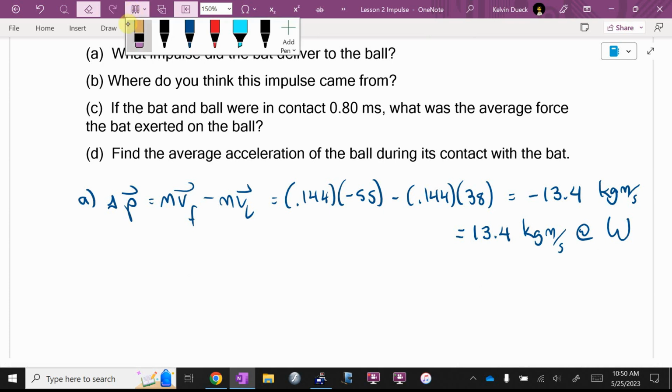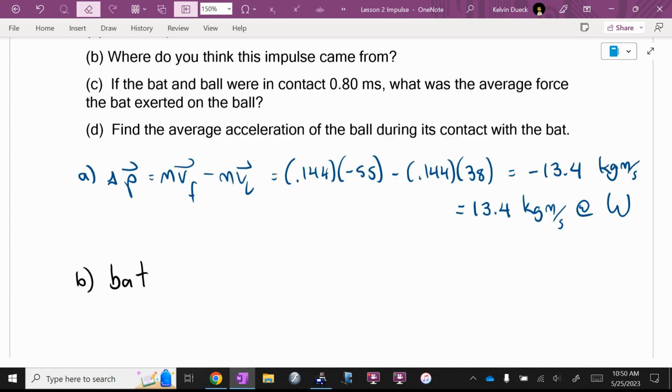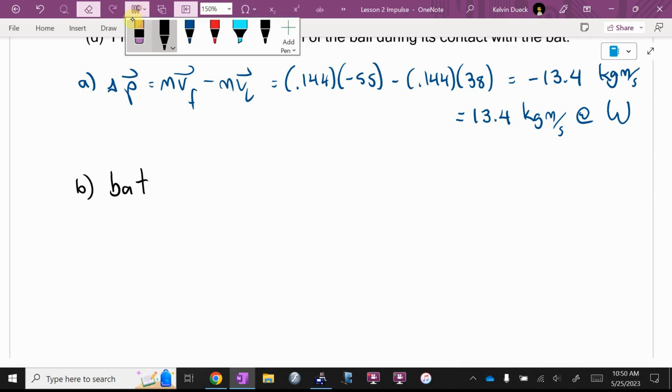B. Where do you think this impulse came from? Now remember, impulse is also force times time. Don't overcomplicate it. What applied the force to the baseball? Okay. If the bat and the ball were in contact 0.8 milliseconds, we'll have to deal with that. What was the average force the bat exerted on the ball?